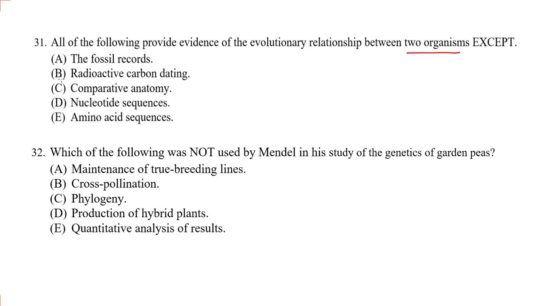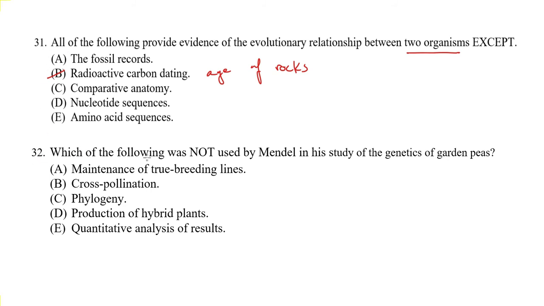I think that some students can be confused between A and B. You can see that the fossil record will search for differences or similarities between different fossils, and it can relate different species or different organisms to a specific time or specific era. But the radioactive carbon dating searches only for the age of rocks. But here in the question we are talking about organisms, not the rocks. So the accepted answer is B, and after that all of them will be true.